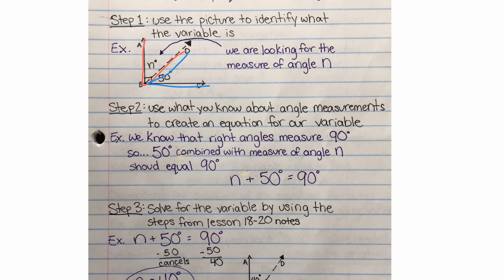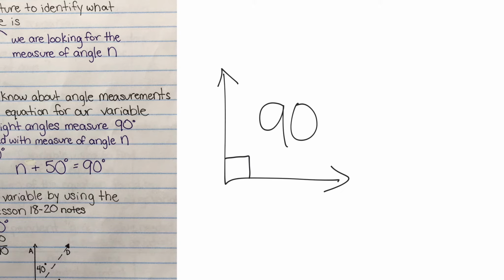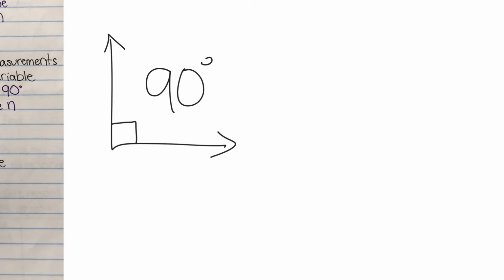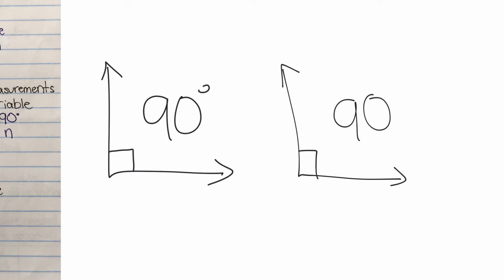In this example, we know that right angles measure 90 degrees, right? Forever and ever until the end of time, an angle that has a little square in the corner is going to be 90 degrees, no matter what. Even if it looks really funky, or they did a sloppy job and it's tilted, if they put that box there, we know it's 90, always. Anyway, back to the story.